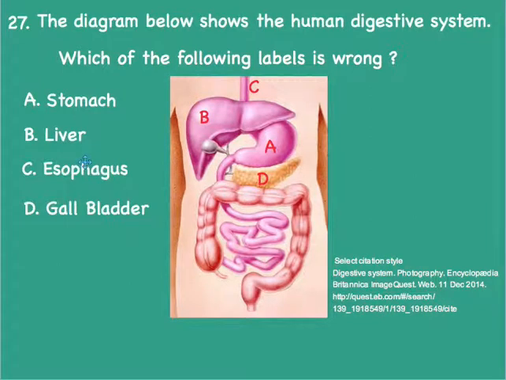The diagram below shows the human digestive system. Which of the following labels is wrong? Label B is the liver, so that's correct. Label C, the esophagus, also correct. Label A, the stomach, also correct. But label D is the pancreas, not the gallbladder. This is the gallbladder. So therefore the answer is D, gallbladder.